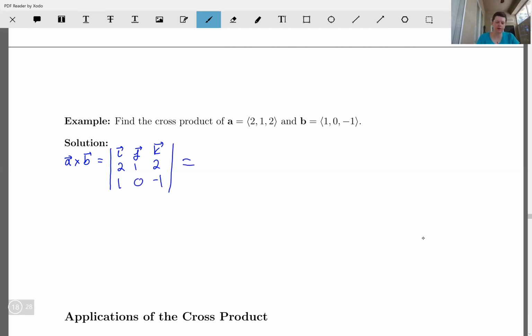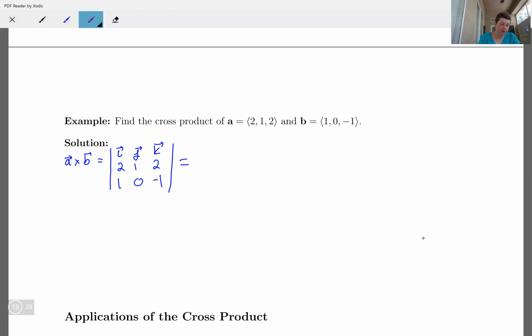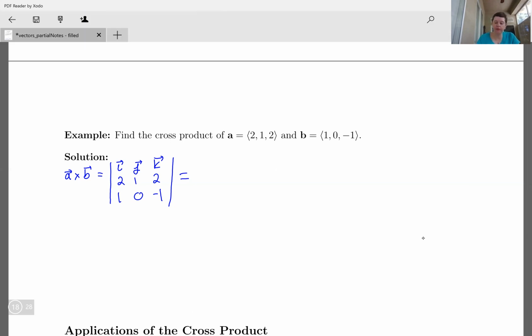Okay, let's take that determinant. Take that determinant, please. We're both too young for that.